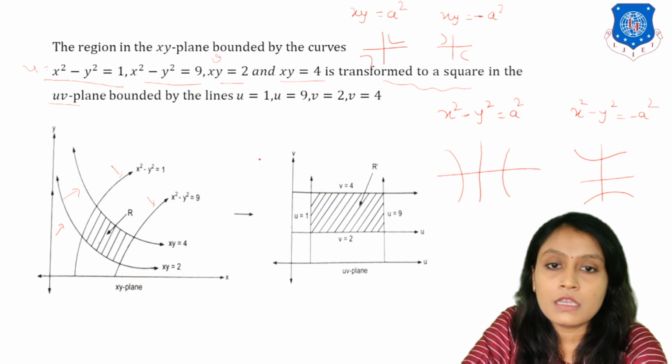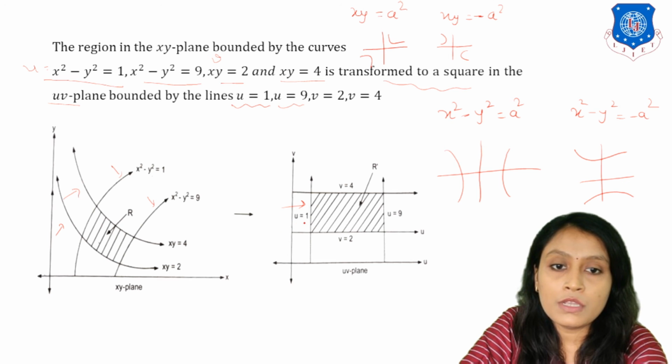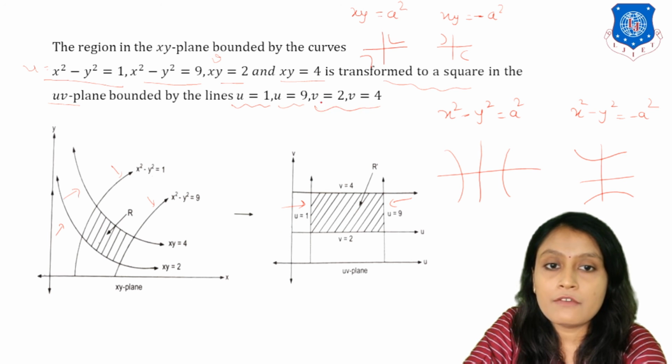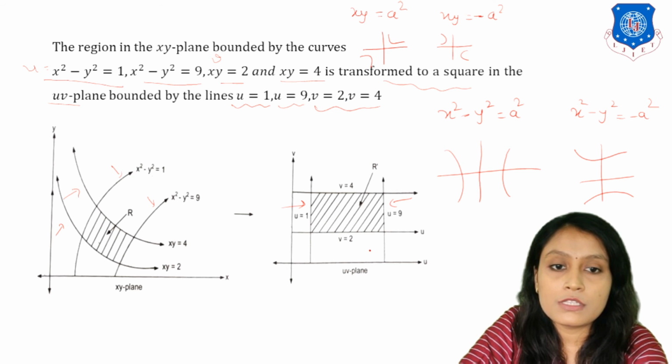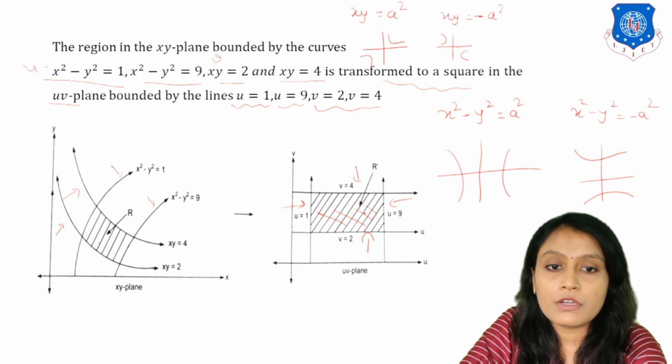Now from this we have lines u = 1, u = 9. So this is your u = 1 and u = 9. And from here we have v = 2 and v = 4. So this is your v = 2 and v = 4. So this is our region R' and we will solve this integration over region R'.